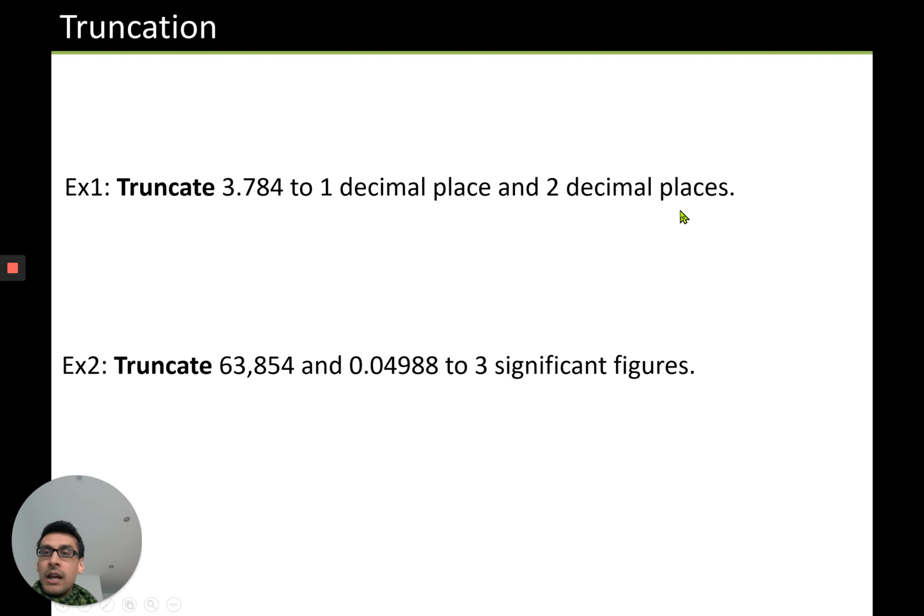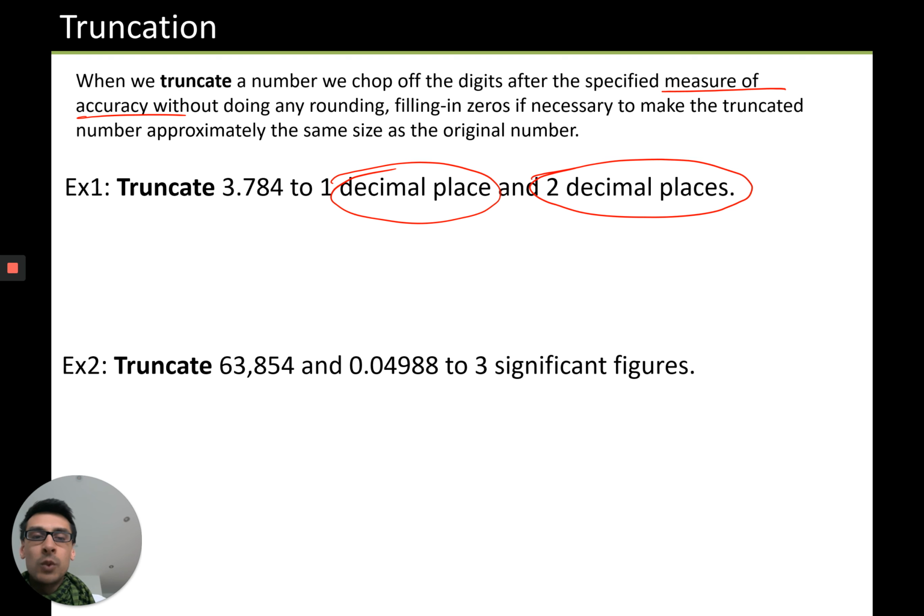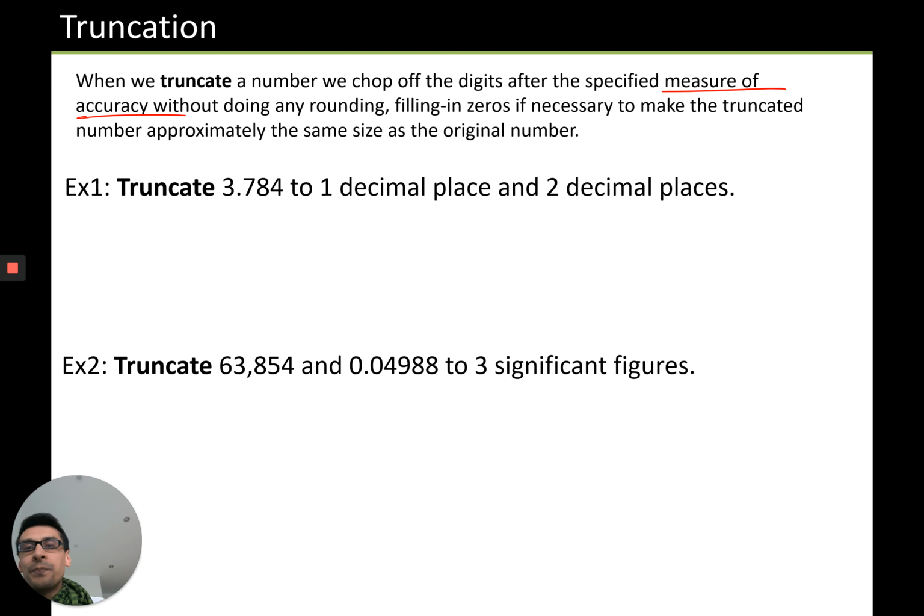Okay, so looking at 2 examples of questions. Now, before we do these, just a quick note. We chop off the digits after the specified measure of accuracy. Now, when I say measure of accuracy, I'm talking about this 1 decimal place, 2 decimal places, the nearest 10, the nearest 50, and so on. And then the second thing is you also need to fill in zeros if necessary. So that will become apparent in example 2. But as a topic, this is fairly straightforward.